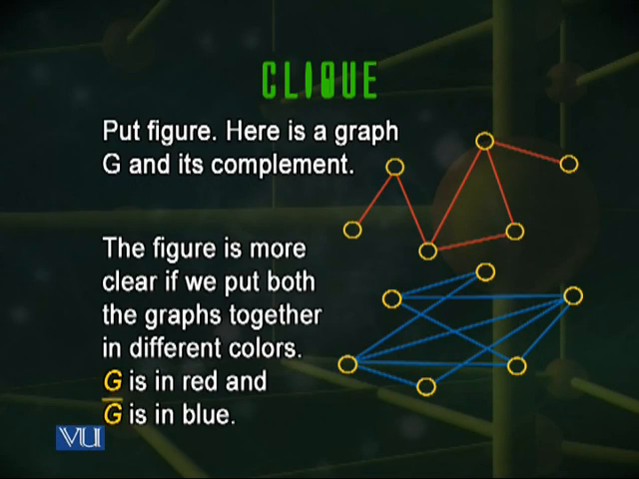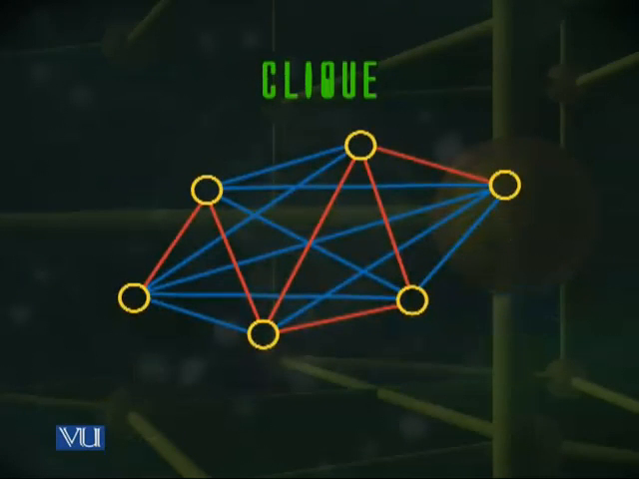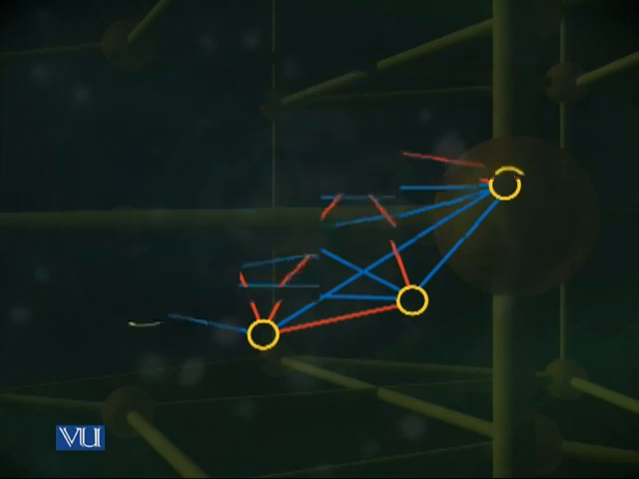This figure, of course, becomes much more clear if we put G complement and G over each other and color the edges red and blue. You realize that if you take all the red and blue edges, you get the complete graph. However, red edges are in the graph G and blue edges are in the graph G complement. So, complementing a graph is very simple. You throw away all the edges which were in the graph and you put back the edges which were not in the graph.